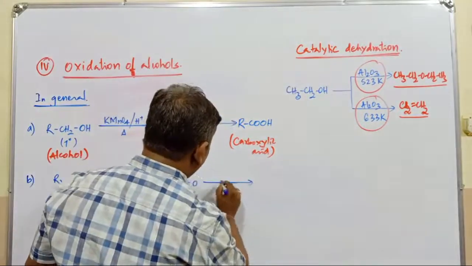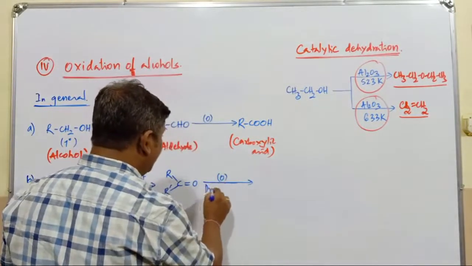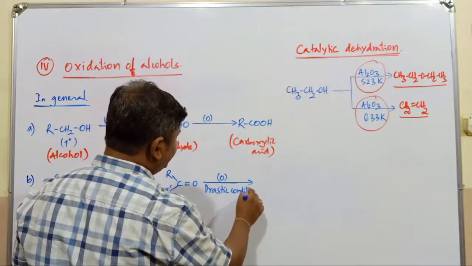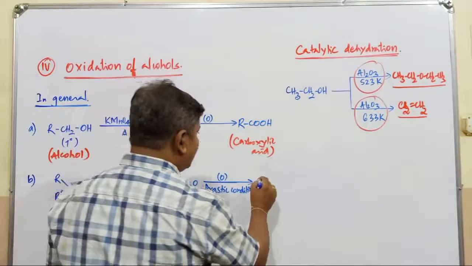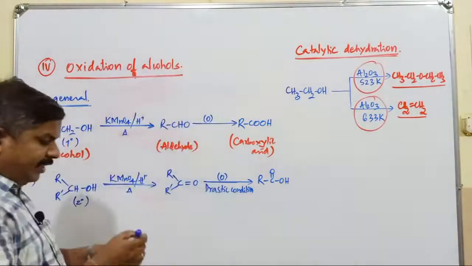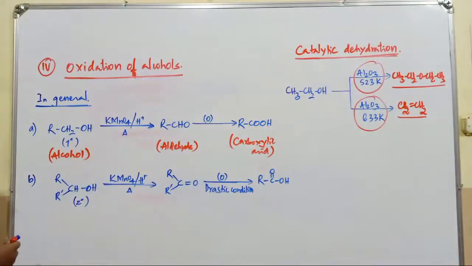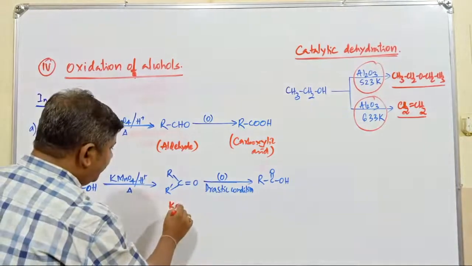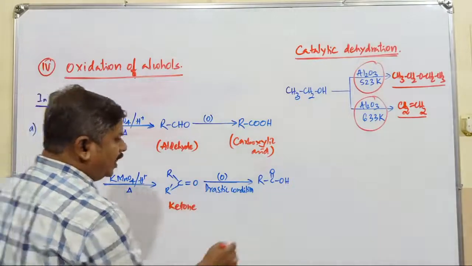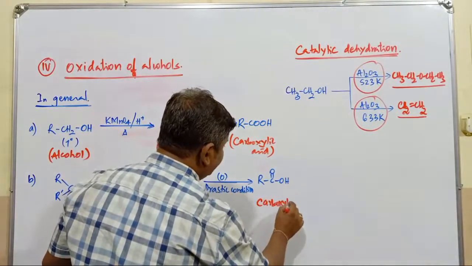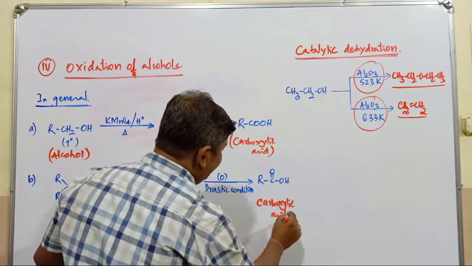This particular ketonic compound undergoes oxidation only in drastic condition, at high temperature in presence of a very strong oxidizing agent. This compound converts into RCOOH. So what is the name of this compound? It is a secondary alcohol. Now this compound is going to be what? Ketone, and ketone on further oxidation gives rise to what compound? Carboxylic acid.